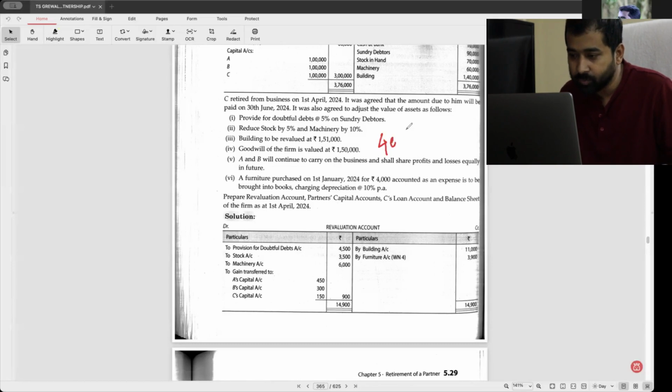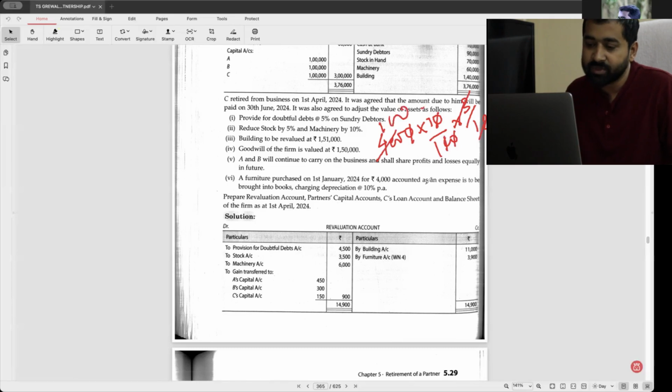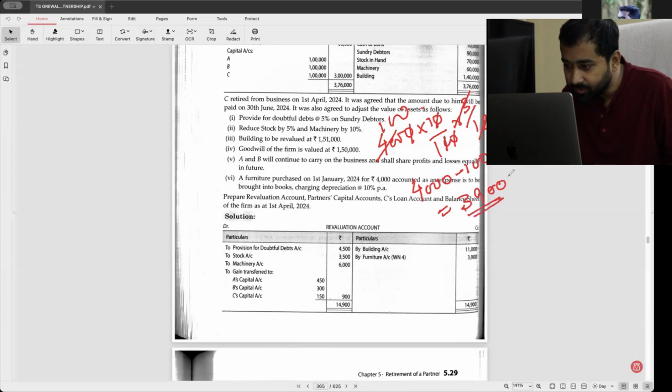So 4,000 rupees as furniture into depreciation rate of 10 percent into 3 months, 3 by 12. Cut two zeros here, by 4, I can find out 100 rupees. Now 100 rupees depreciation, so out of 4,000, 100 rupees depreciation. So how much can I account here? I can account 3,900. So 3,900 is my benefit. So by furniture 3,900 I have written here in the revaluation account.